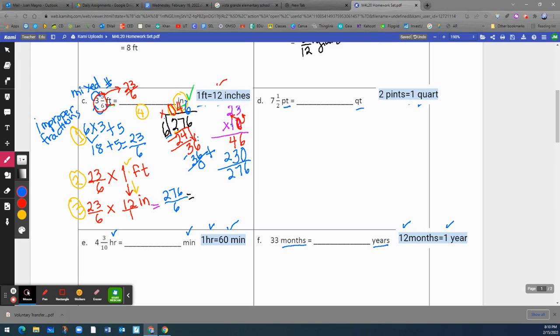So what is the answer now? The answer says that 3 and 5/6 of a foot, in inches, equals 46 inches.